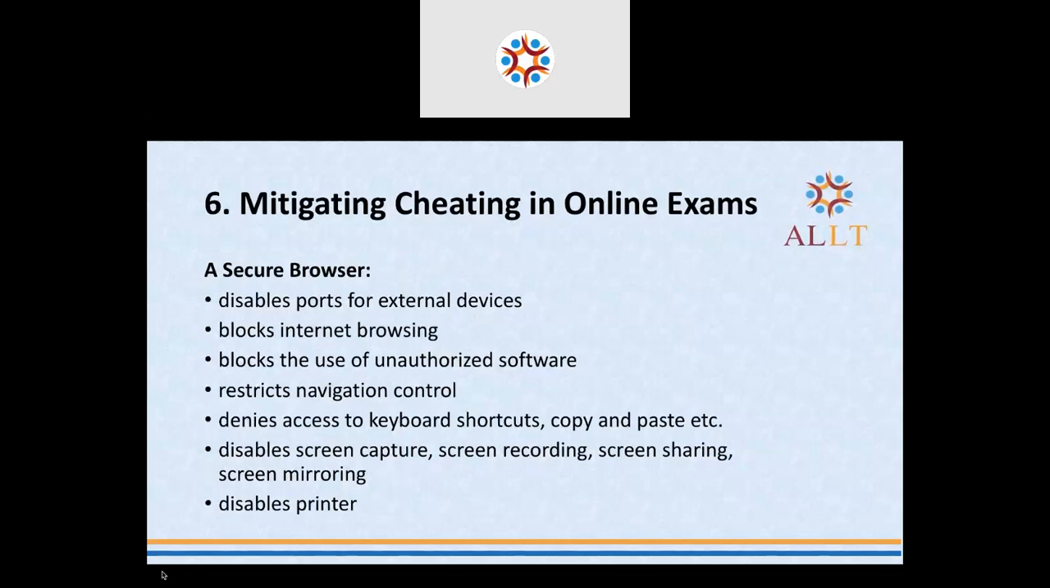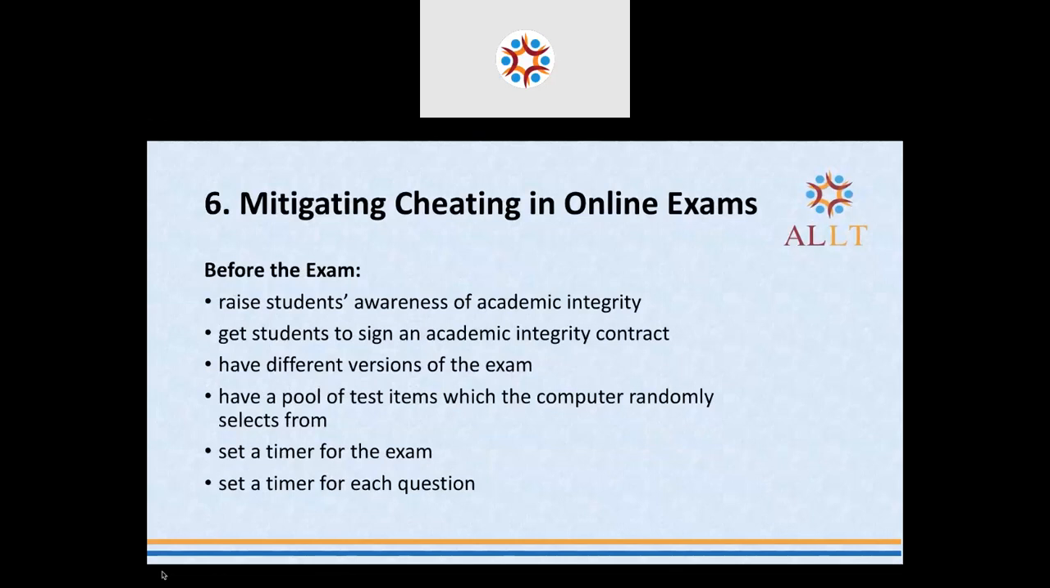When you have an online exam, these companies use a secure browser, and the secure browser does a number of things which limit the possibility of students to cheat. For example, it disables ports for external devices, so students can't plug in external things. It blocks internet browsing and the use of unauthorized software. It restricts navigation, limiting them to a few keys they can use. It denies access to keyboard shortcuts like copy and paste. It disables screen capture, screen recording, screen sharing, and screen mirroring, and it disables the printer. So all of these things mean that the student can only access the exam that's on the screen at that time.